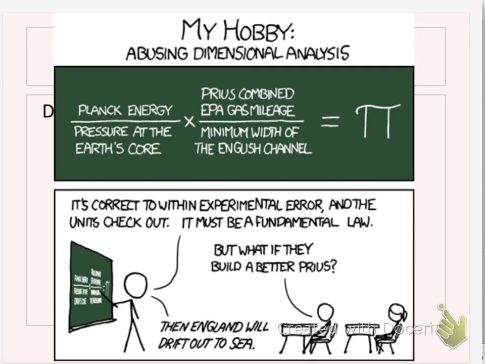My hobby, using dimensional analysis. Planck energy divided by pressure at the Earth's core times EPA combined gas mileage of the Prius divided by minimum width of the English Channel equals pi. It's correct to within experimental error and the units check out. Must be a fundamental law. But what if they build a better Prius? Then England will drift out to sea.